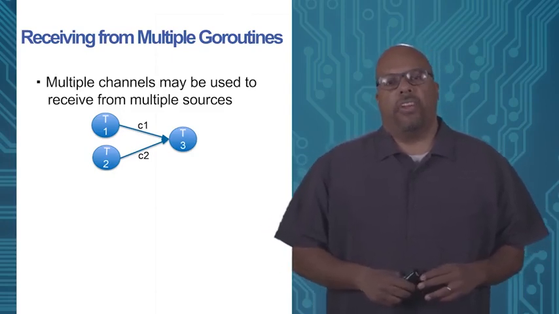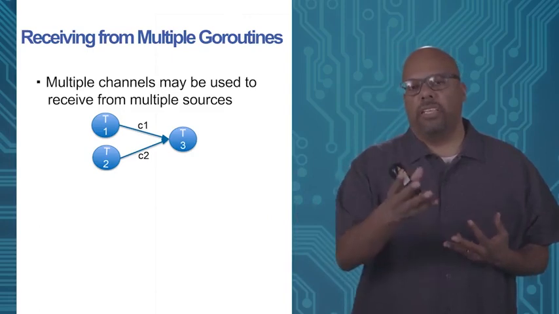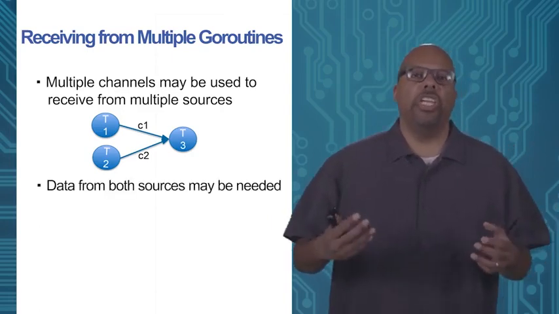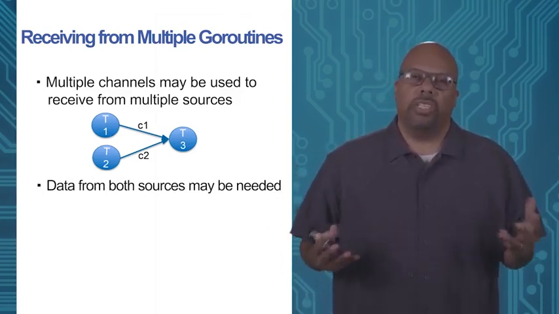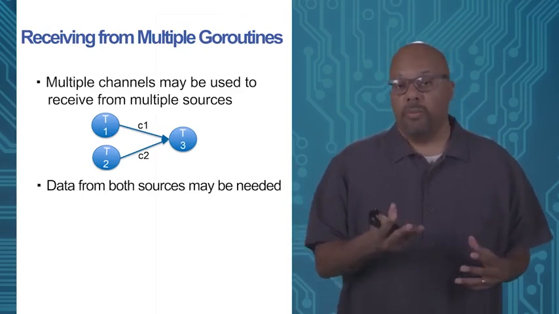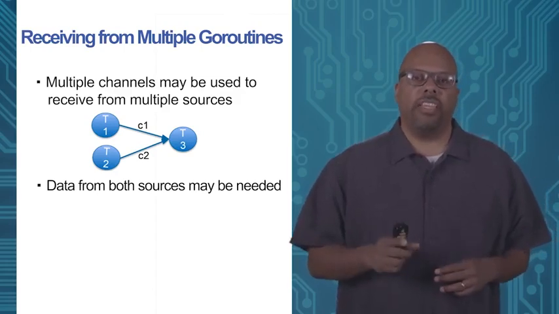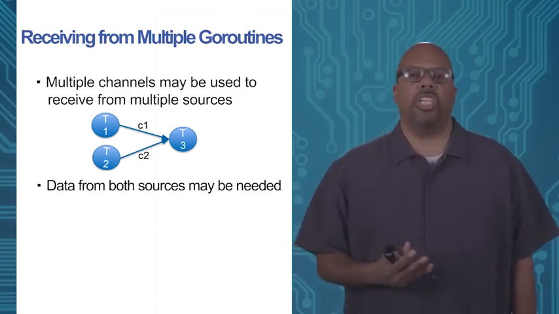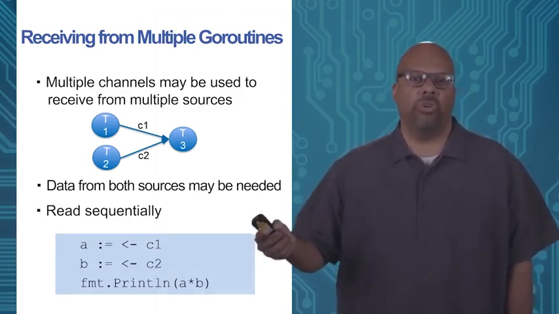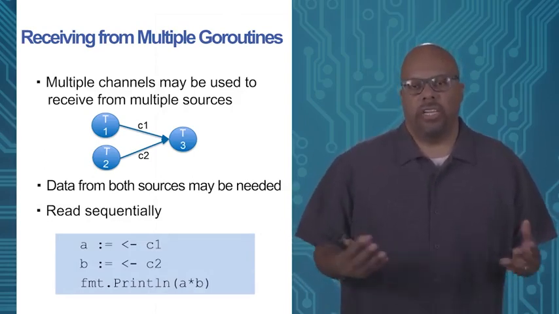Now, there are different scenarios about reading from multiple channels. Maybe, like in the case I'm showing here, you need data on both channels. It depends totally on the application, but let's say T3 is trying to compute the product of the two numbers returned from T1 and T2. Okay, so if that's the case, then you do what I'm doing here. Just read the two channels sequentially. A equals arrow C1, B equals arrow C2. So you read from both channels, and then once you get them both, then you print the product. Fine, it does the product.